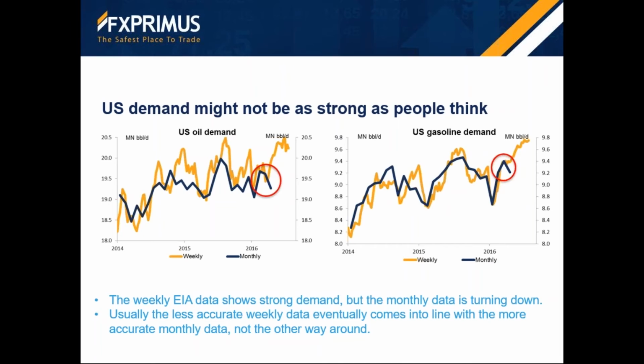So far, we only have monthly data up to April, so we don't know for sure. But in the past, when the two diverged, it seems that the weekly data came into line with the monthly data, not the other way around. Note that we did see an increase in inventories in the latest week, and gasoline inventories are particularly high. So I think we could be in for a rethink about where demand is, and therefore a rethink about prices.